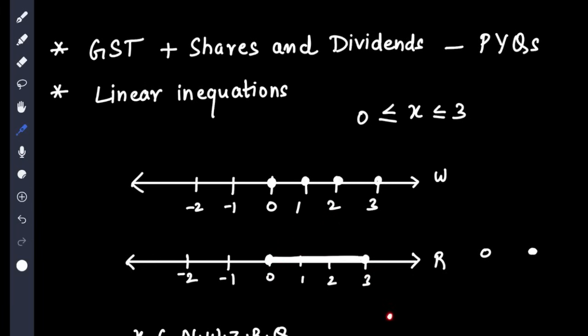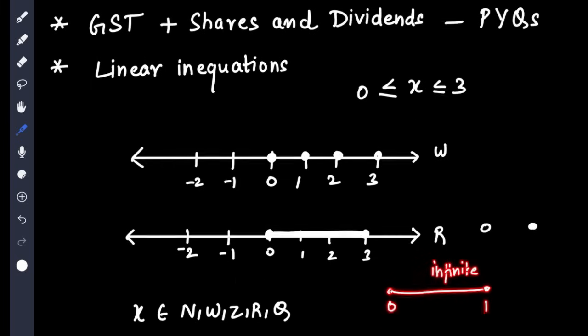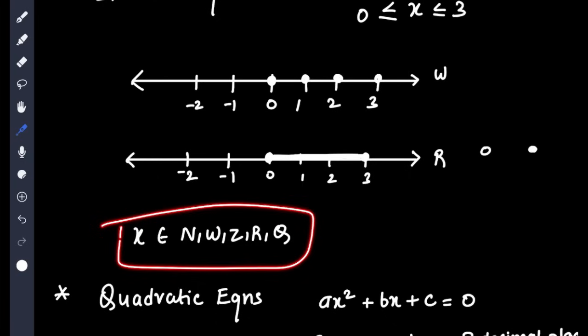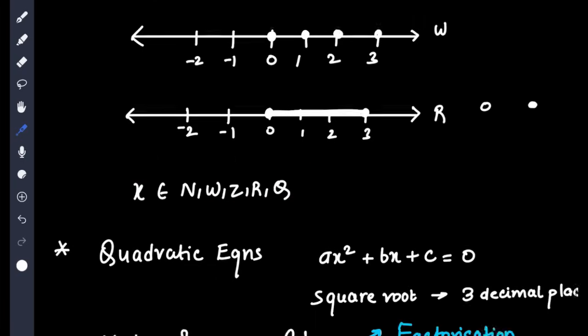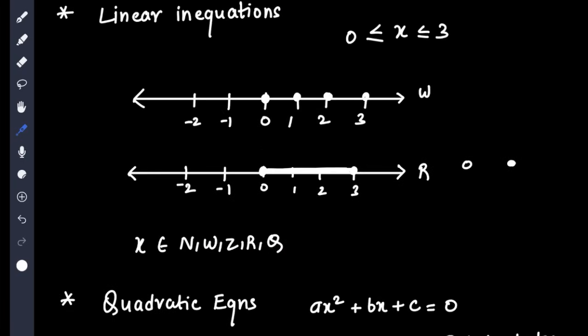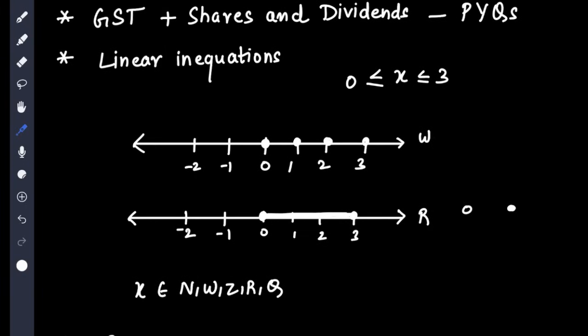And if I ask you how many numbers are there between 0 and 1, so it's infinite, right? So x belongs to N, whole numbers or integers, all these can be asked. And make sure to make a solid dot when there is less than equal to, and a hollow one when there is only less than or greater than.